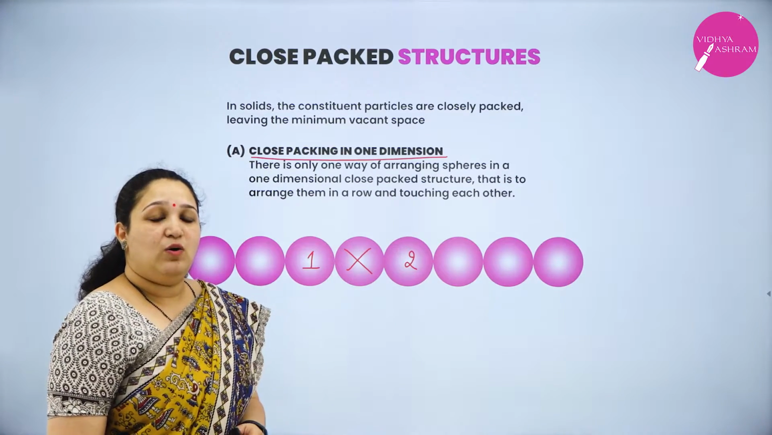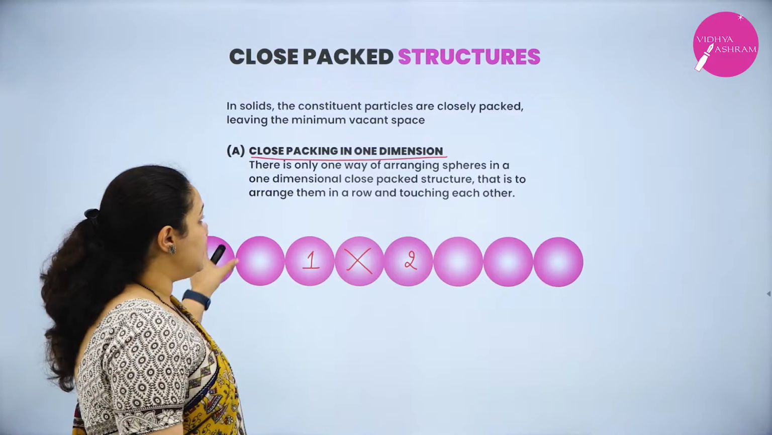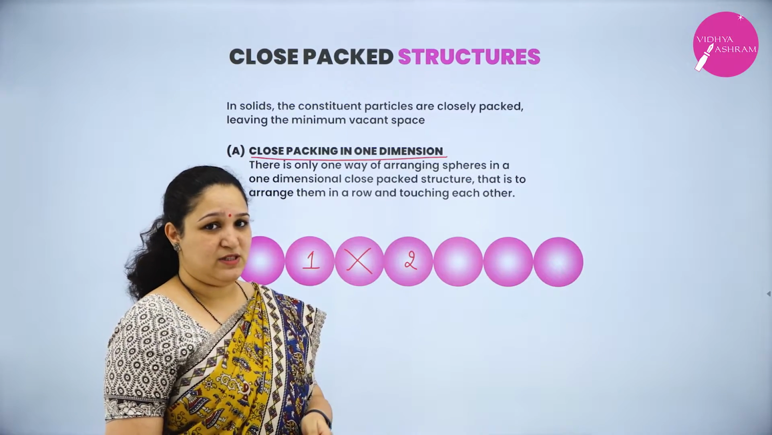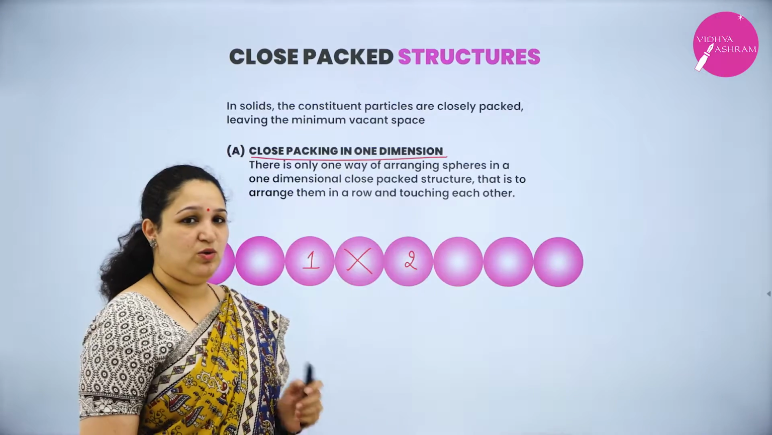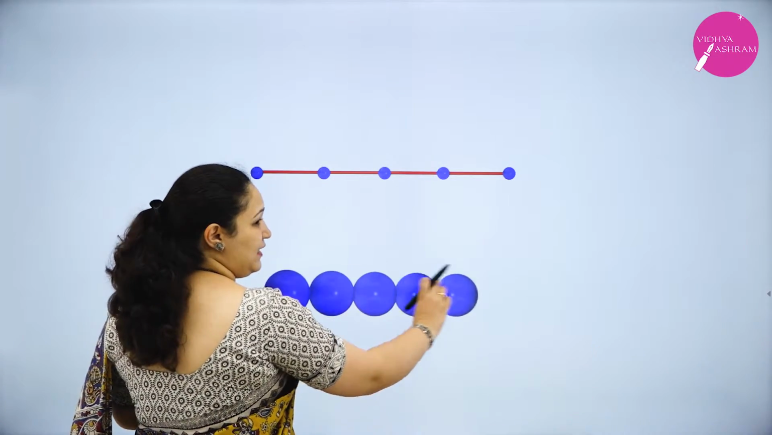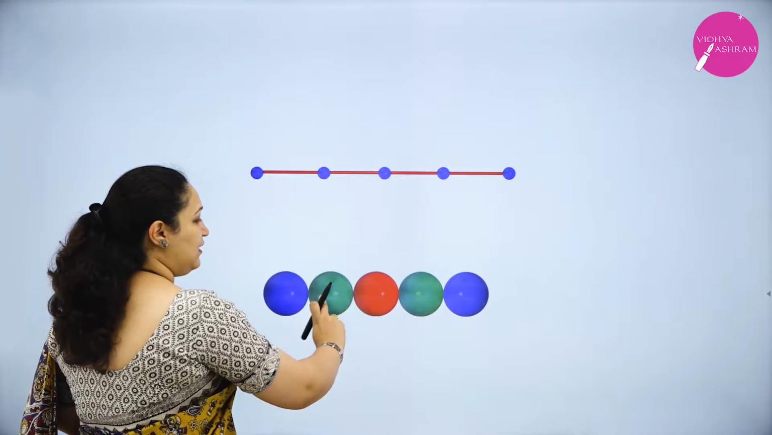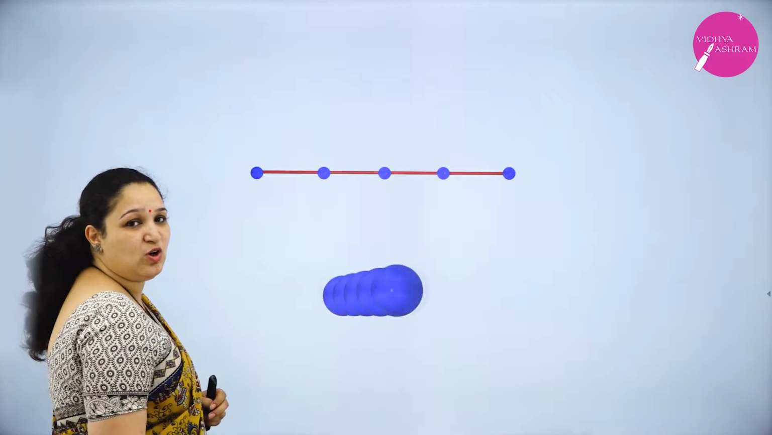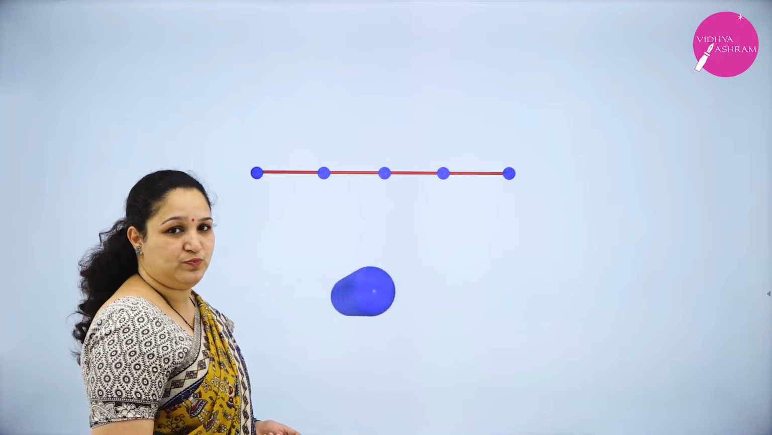Now, this is close packing in 1 dimension. To understand this better, you can see this. They are arranged in 1 dimension, next to one another. Each particle has 2 neighbors. So, the coordination number is 2.